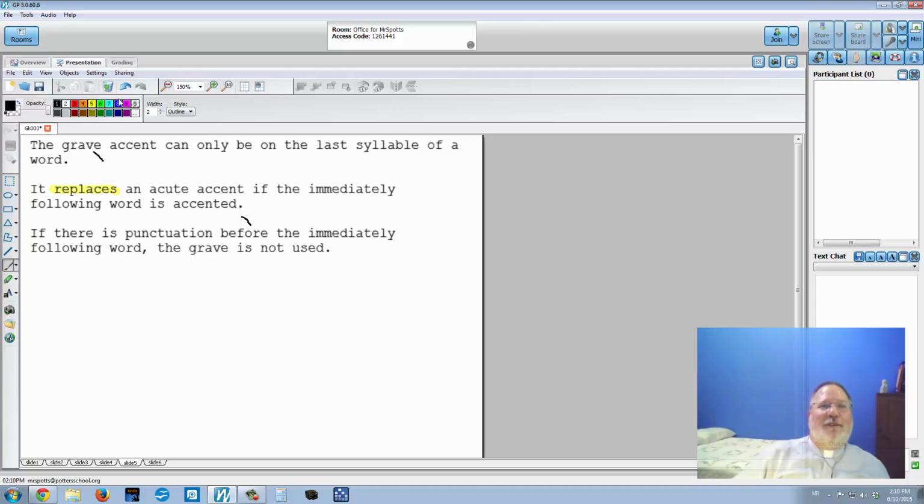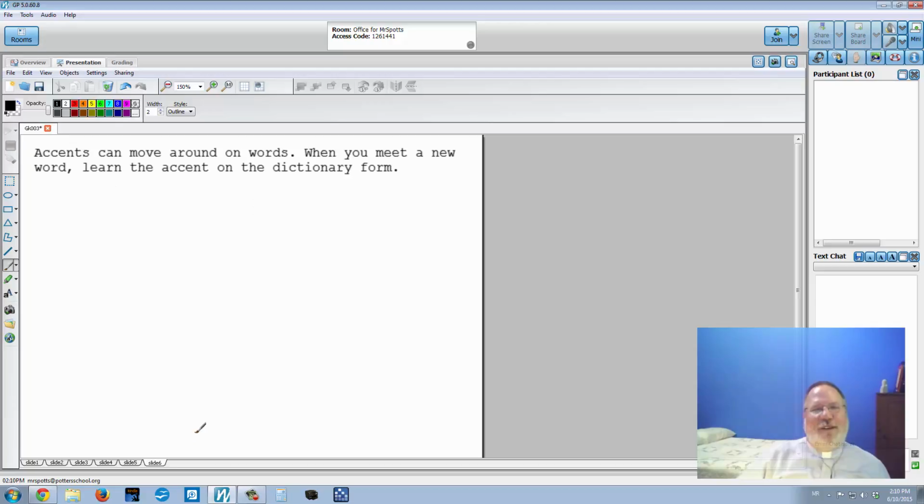Now, if there is some punctuation, say it's the last word of a sentence, or the last word of a paragraph, or there's a comma after it, or there are a few instances where a word is not accented. If there's one of those unaccented words after it, and the accent is on the last syllable, it'll still be an acute. It will not end up being a grave accent.